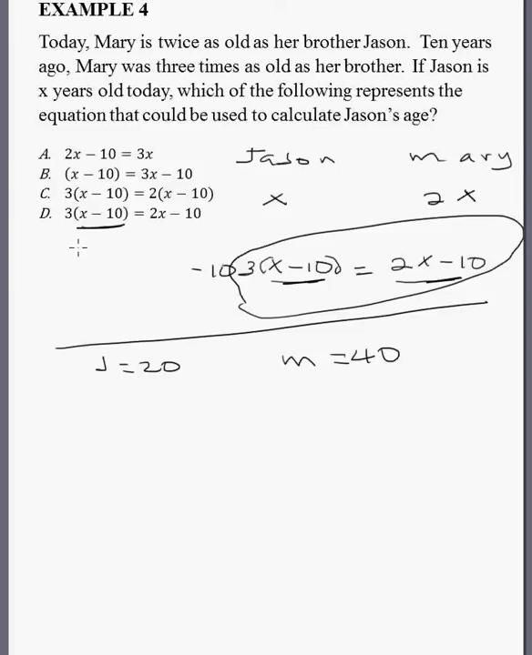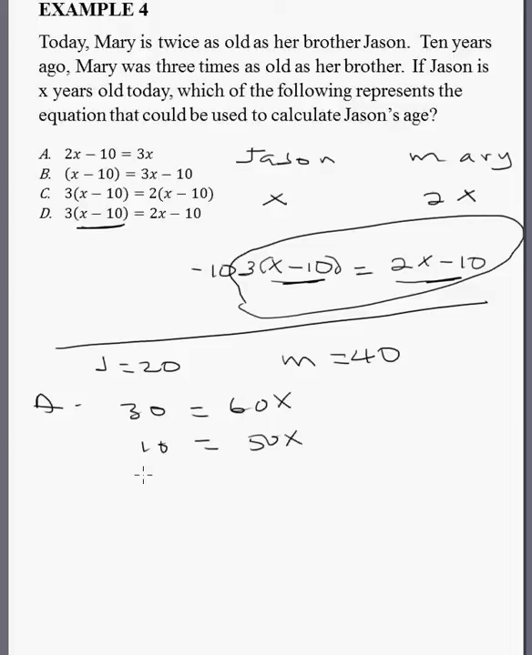So let's say we start with A. So here I'm going to do A first. So we're going to get 2 times 20 is equal to 40 minus 10, that's equal to 30. 30 is equal to 3 times 20, that's equal to 60. So obviously it cannot be A. Let's try B. B is equal to 20 minus 10. That gives me 10 is equal to 20 times 3 is equal to 60. 60 minus 10, that's 50. So obviously it's not this.